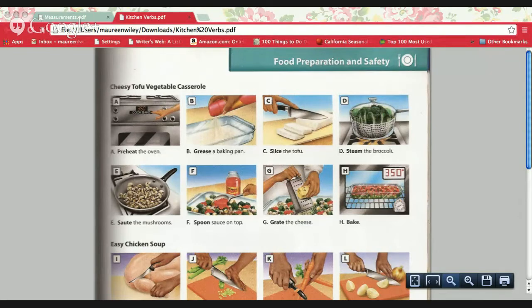Laszlo, you read letter F, please. Sauce on top. Okay, so one thing that might be a challenge is pronouncing the word sauce. It is one syllable. Spoon the sauce on top.